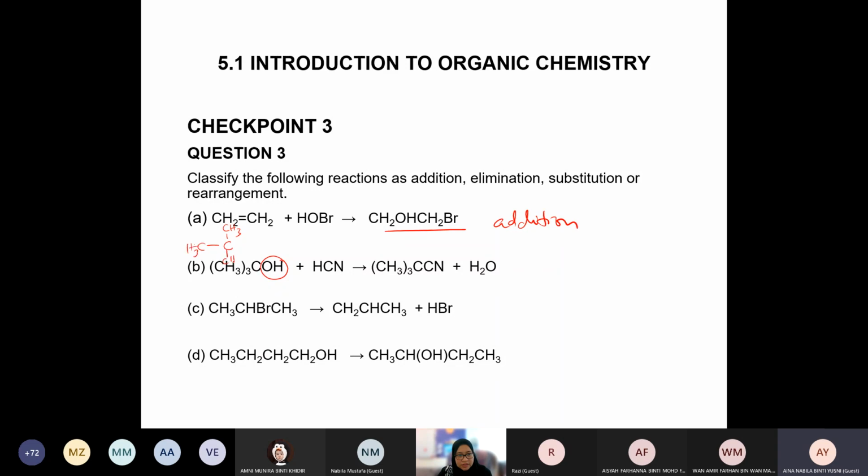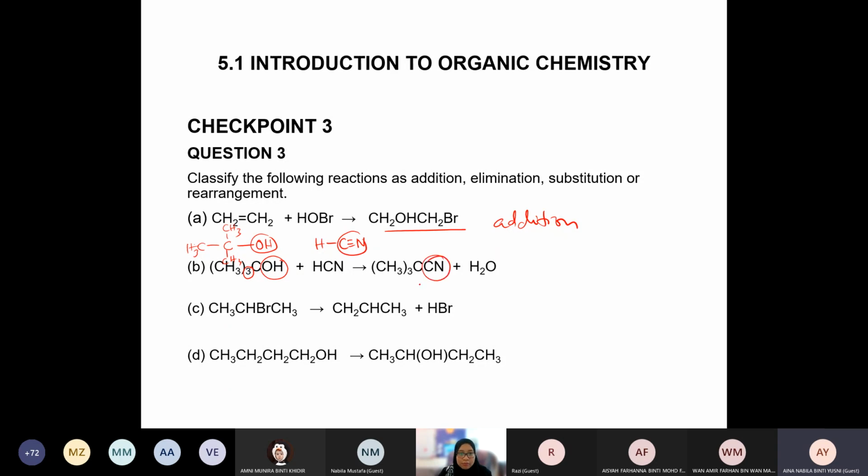Okay, you will get this structure because you have three. Okay, to this carbon, then you have OH. Yeah. Okay, and then you react with HC triple bond N. So what happens is that this OH will be removed and replaced with this CN based on the product formed.